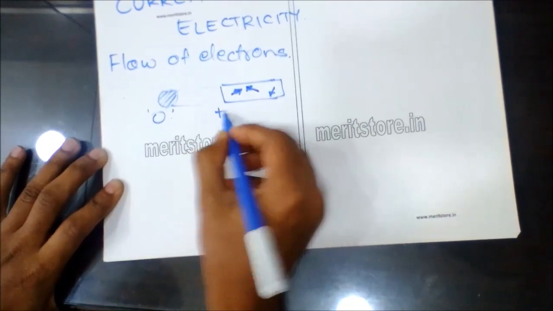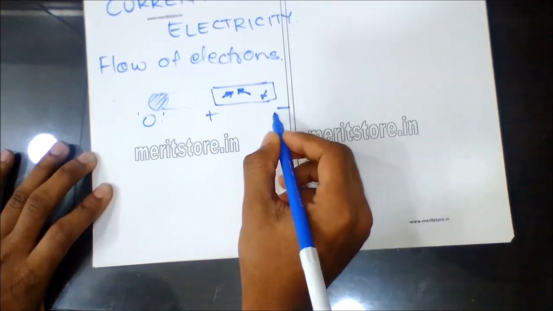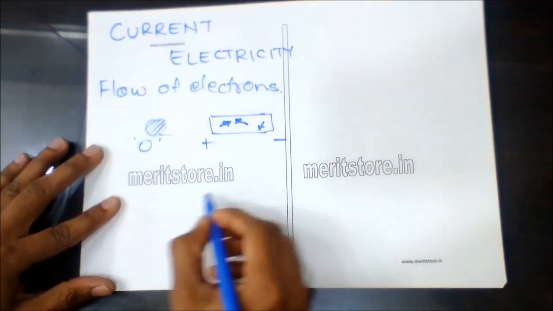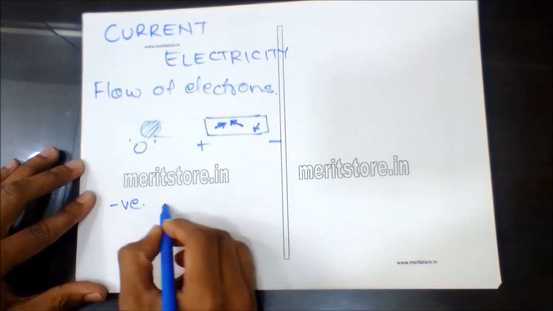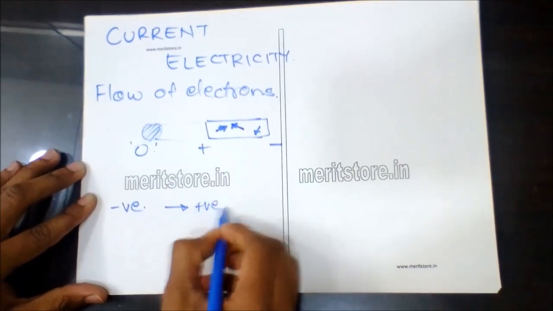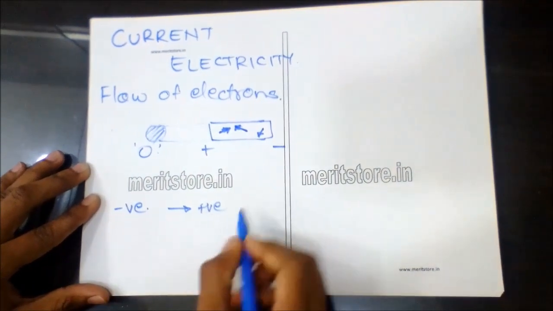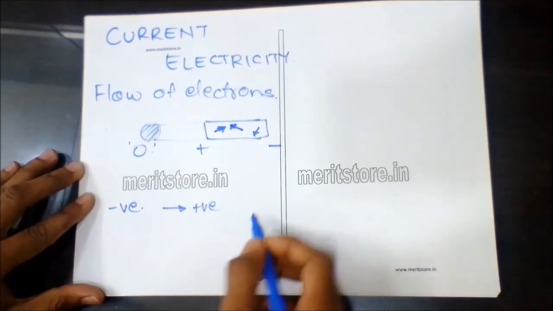Whereas, when a potential difference is applied across these two terminals, all the electrons, being negatively charged, start flowing towards the positively charged terminal, and thus an electric current is set up.